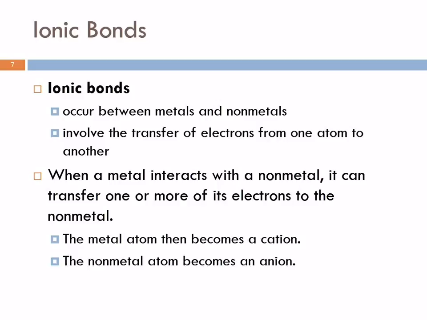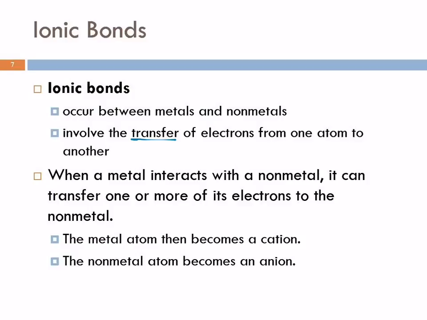In an ionic bond, we have the transfer of electrons. So electrons are actually transferred from one element to another. This happens when we have metals and nonmetals together. When the metal interacts with the nonmetal, it gives or transfers one or more of its electrons to the nonmetal. So the metal becomes a cation and the nonmetal becomes an anion.